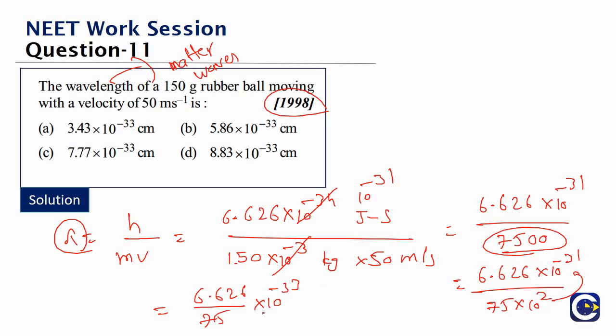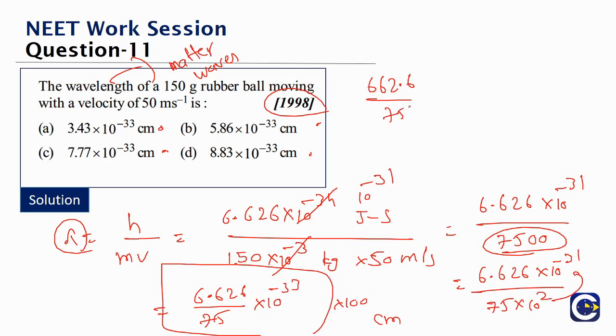Remember, the value we are going to get is in terms of meters. But if you check our options, all the options are in terms of centimeter. So this is the value in terms of meters. How do we convert this into centimeter? We have to simply multiply by 100. Any length we have in meters, to get the corresponding value in centimeter, we multiply by 100. So 6.626 into 100 is 662.6 divided by 75 into 10 power minus 33. It will be in centimeter.